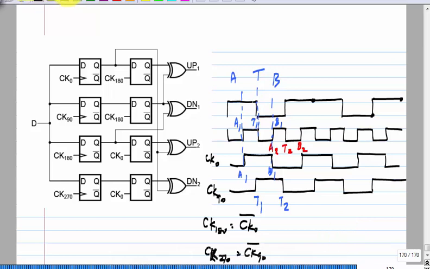Now, what were the logic operations for up and down? What was up and what was down in terms of A, T and B?